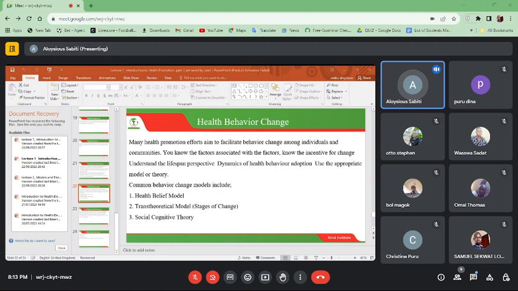Then the criticism of the health belief module. The health belief module does not consider social and environmental factors that may influence health behavior. Whereas we are looking at an individual themselves, the health belief model does not look at the possibility that someone staying in a colder environment may be influenced to make a certain health belief. So the health belief model does not take into account those environmental factors.